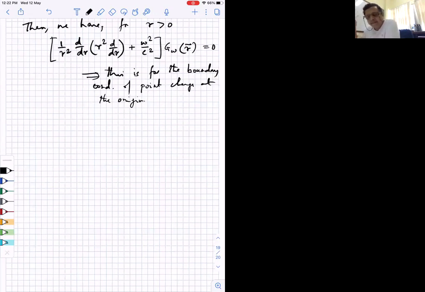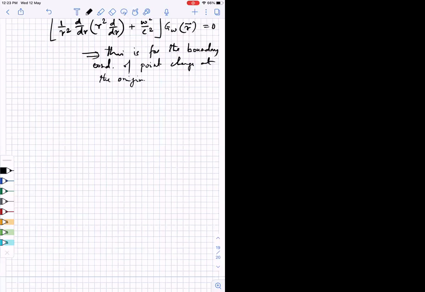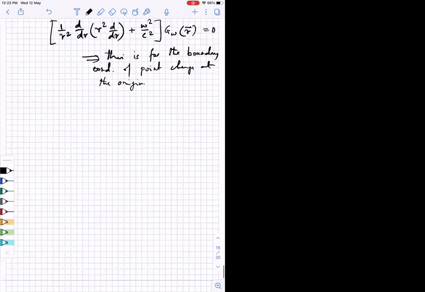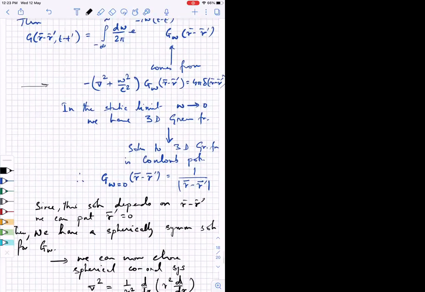So why is there no delta function on the right hand side? If you have a point charge at the origin, what will happen? It's only there at r greater than 0. So now we want to integrate this equation. So you want to integrate these equations.